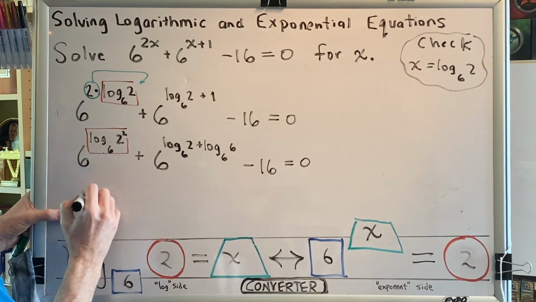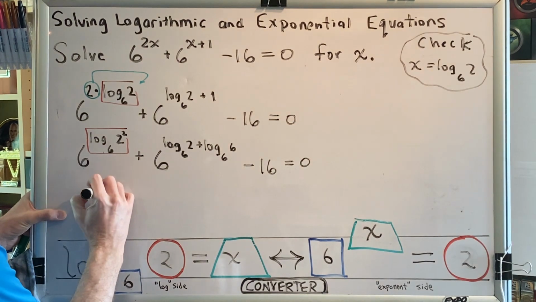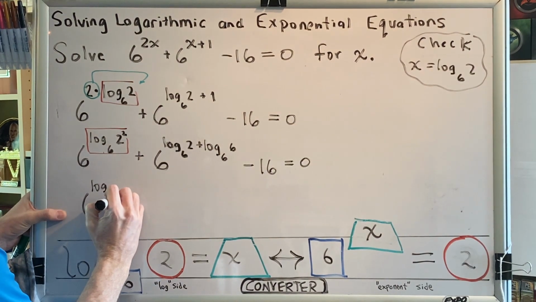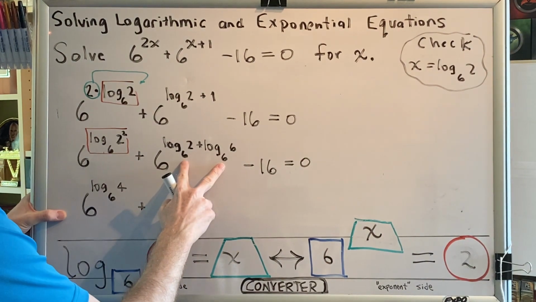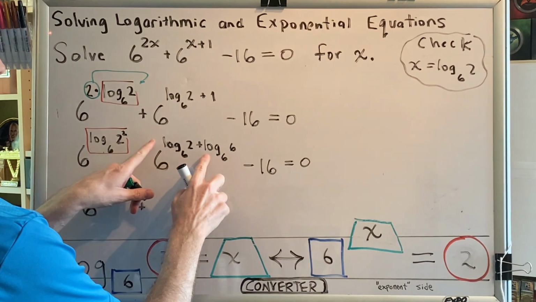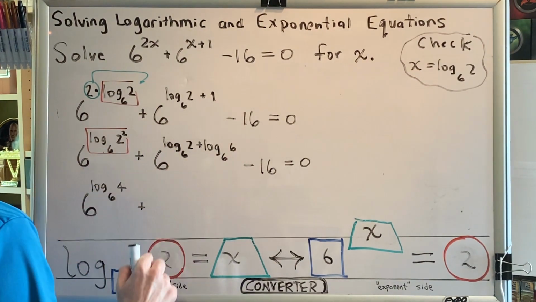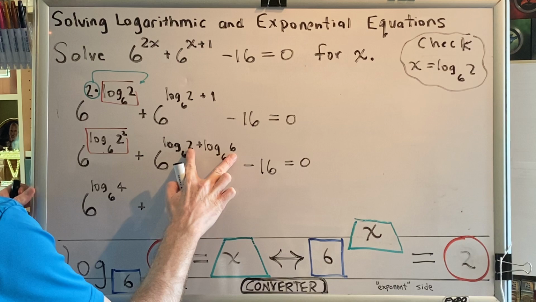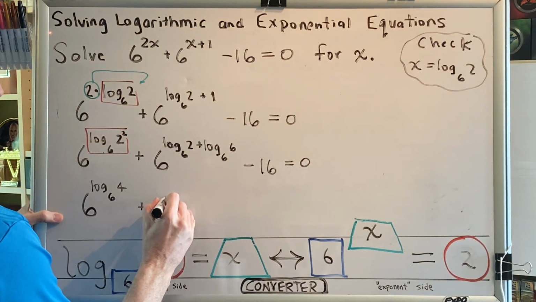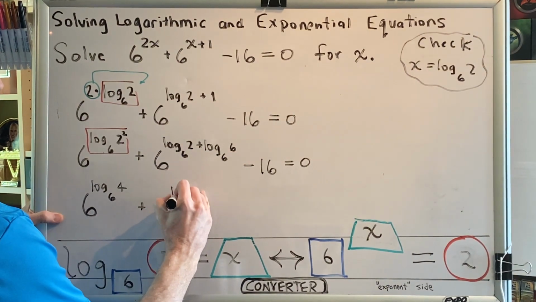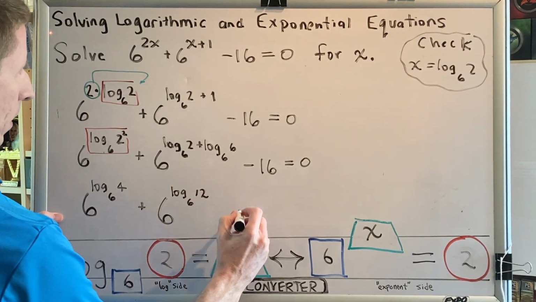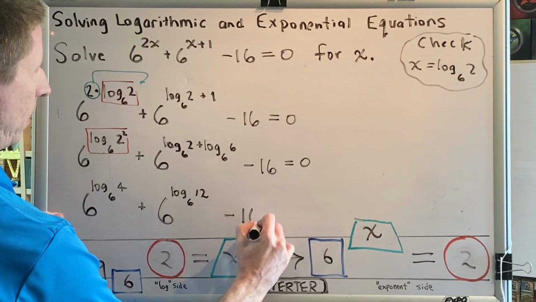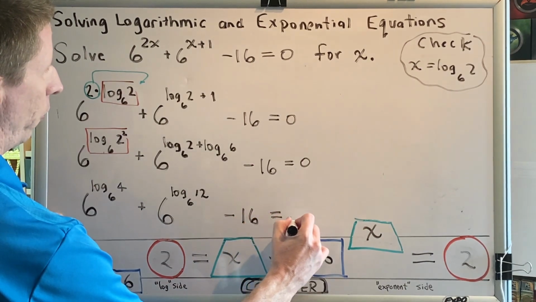2 squared is 4. So I have 6 raised to the log base 6 of 4 plus, here I'm going to use Rule 7 and combine these two logarithms together. When two logs with the same base and no factors out front are being added, the arguments can be multiplied. So this is going to give me 6 raised to the log base 6 of 12. And then I still have minus 16 equals 0.